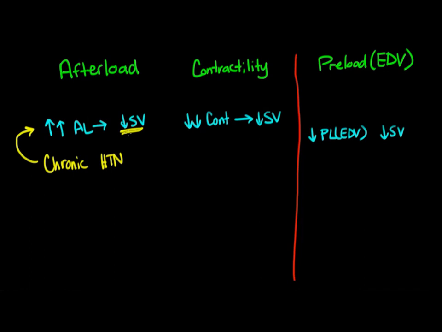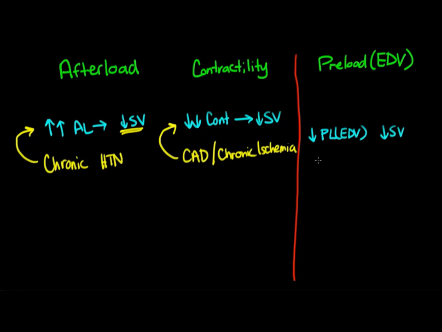Now, a decrease in contractility could occur with something such as coronary artery disease or chronic ischemia. Ischemia just means lack of blood flow. And so if you have coronary artery disease, the heart is not getting as much oxygen and blood that it needs, and it can't contract as vigorously, and thus you get a decreased stroke volume.